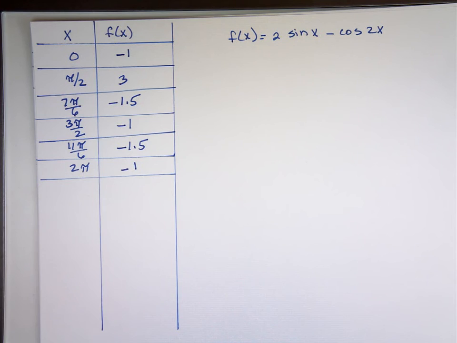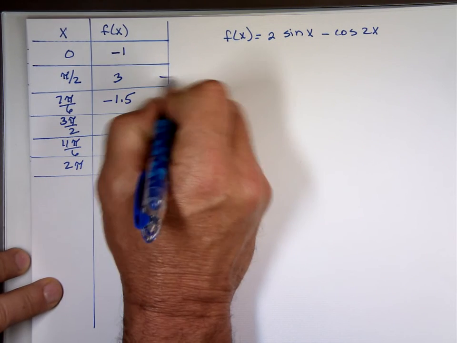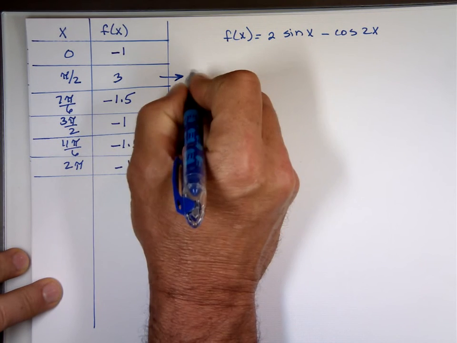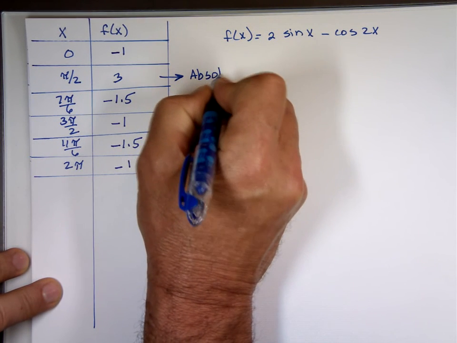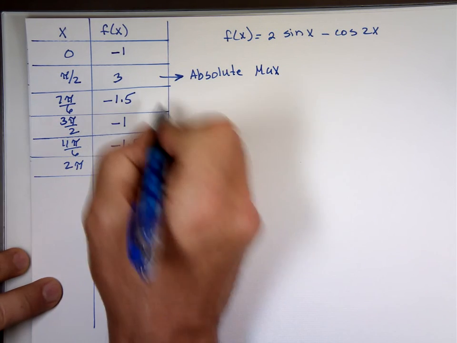So where's the largest value? Right there, right? That's your absolute max. And your absolute min, these two.